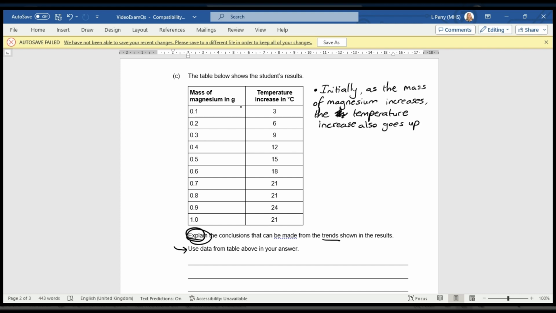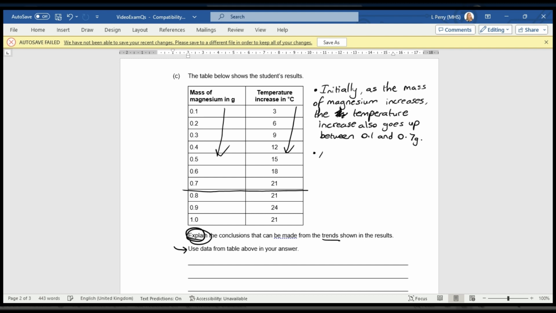Yeah, because as this is going up, these numbers are going up as well. Now, I've just described everything up to there because that's where it keeps going up. It doesn't keep going up after this bit. And it did say use data from the table. So initially, as the mass of magnesium increases, the temperature increase also goes up between 0.1 and 0.7 grams. I've now used data from the table. But now I'm going to explain this bottom bit.